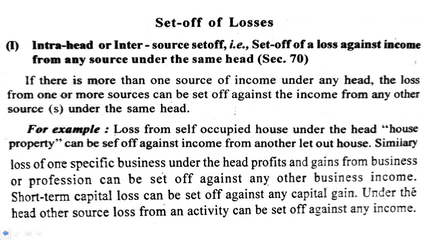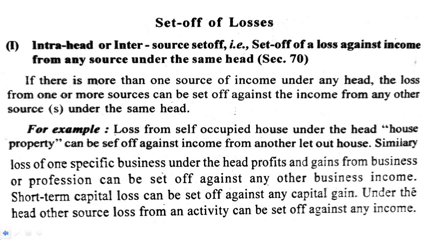Intra-head or inter-source set off, that is, set off of a loss against income from any source under the same head, section 70. If there is more than one source of income under any head, the loss from one or more sources can be set off against the income from any other source under the same head. For example, loss from a self-occupied house under the head house property can be set off against income from another let out house.